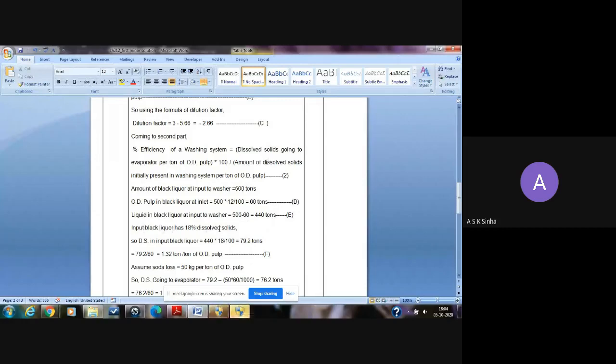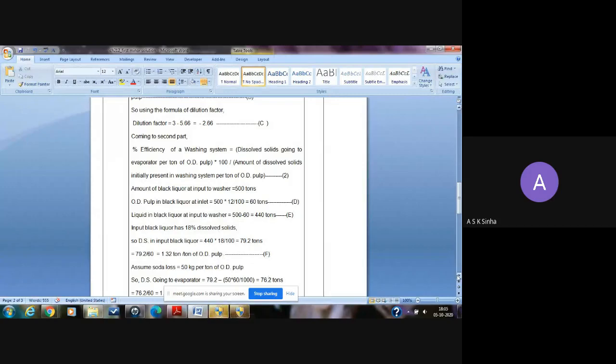Again, the input black liquor has 18% dissolved solid as given in the numerical here. So the dissolved solid in the input black liquor will be 440, that is the quantity of the liquid coming in the black liquor, multiplied by 18 divided by 100. That means out of the total black liquor, 18% is dissolved solid. This will be coming to 79.2 tons. And if we are calculating per ton of the OD pulp, then the total pulp is 60, so we will divide by 60 here. So it will be 1.32 ton per ton of OD pulp.